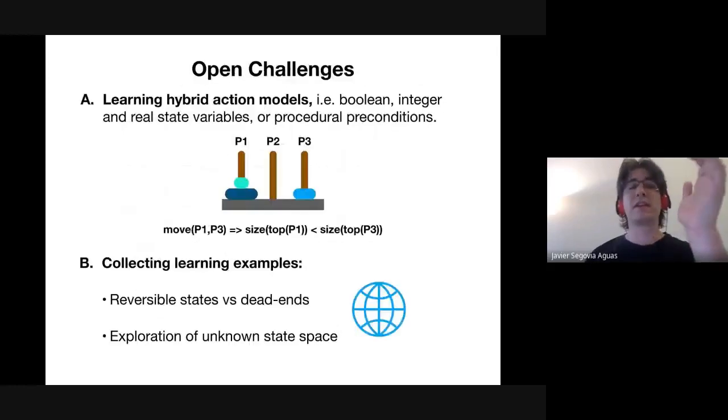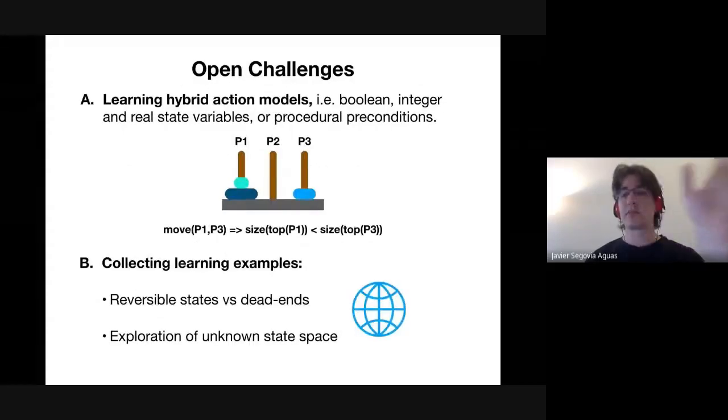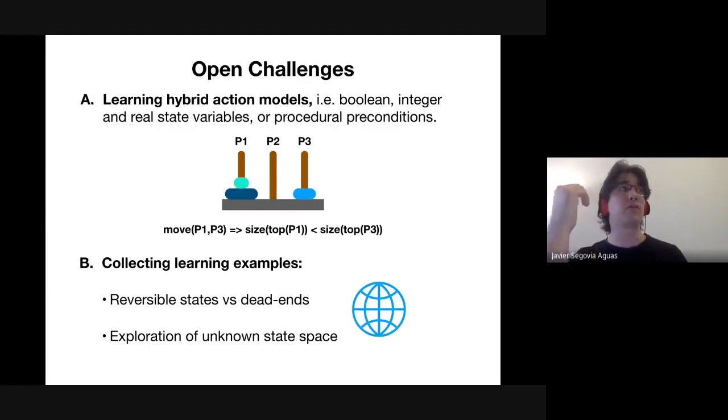So this is the last point, to conclude. What are the open challenges that we have now in learning action models, so that we can learn hybrid action models? For example, right now we are just considering Boolean variables, but maybe we have integers or real-valued variables or procedural preconditions like functions. Imagine that to apply an action, we want to check first a function of a program, and if this function of a program returns true, we will apply this action. If this function of a program returns false, we want to apply this other action.